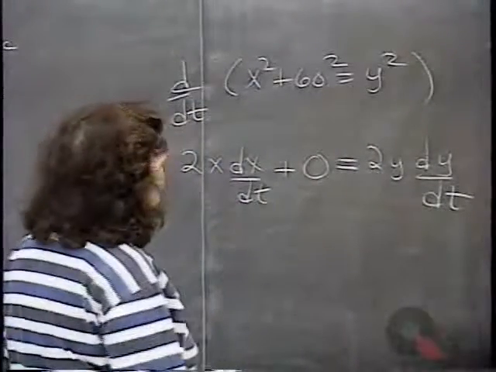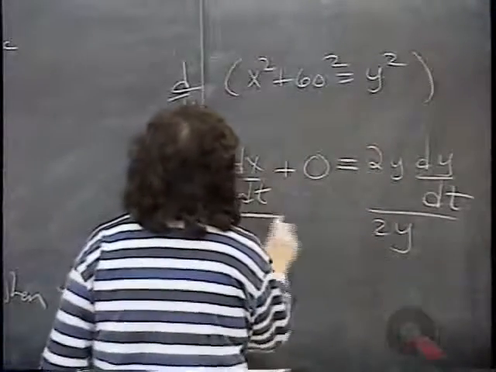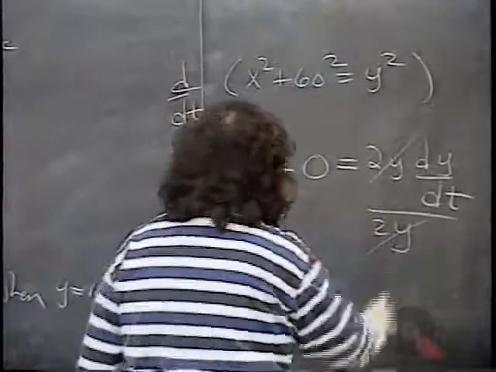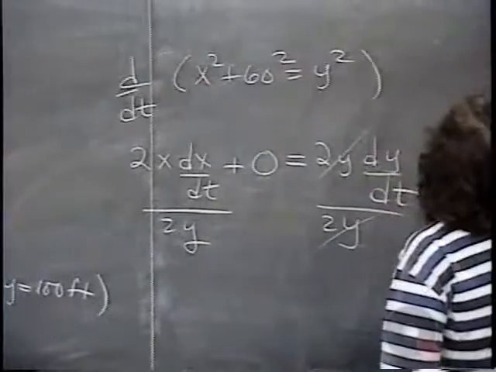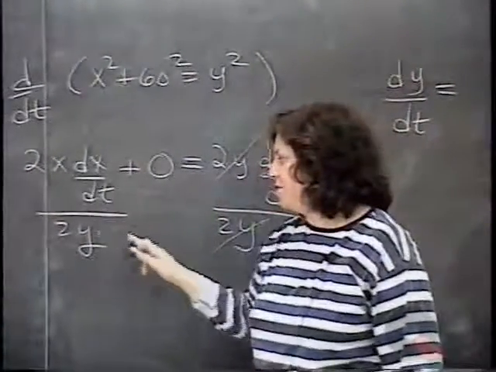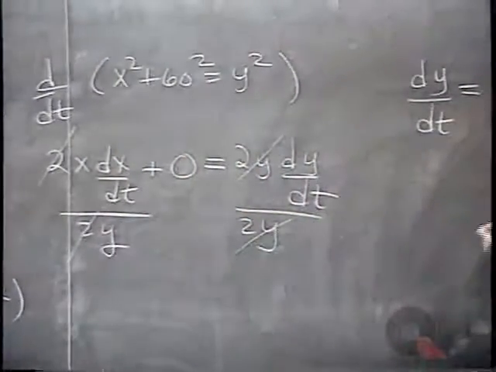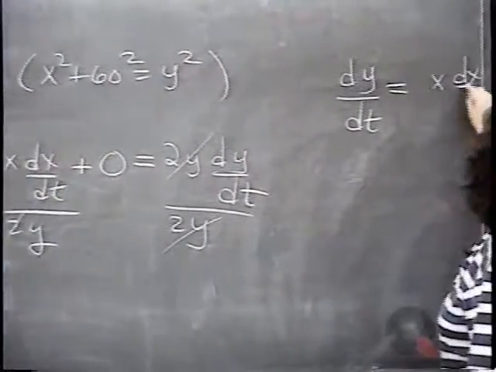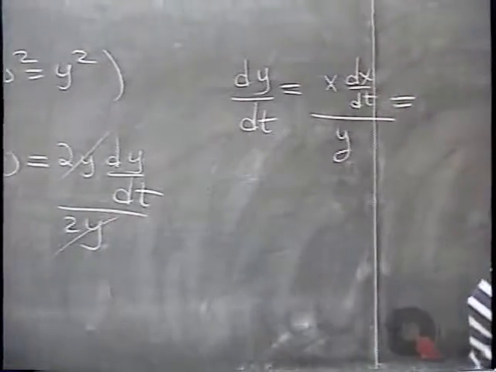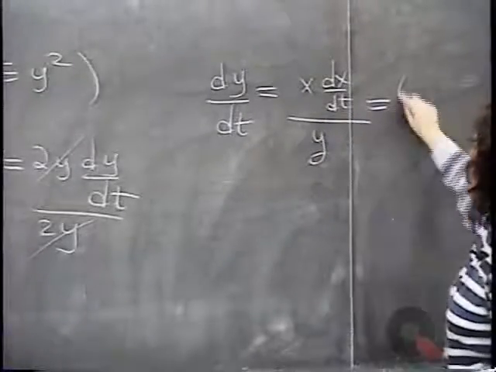And we know dx/dt, we want to solve for dy/dt. So let's divide both sides by 2y. And we'll have that dy/dt is equal to 2x dx/dt over 2y, dividing top and bottom by 2, x dx/dt over y. And now we're ready to substitute into this equation.